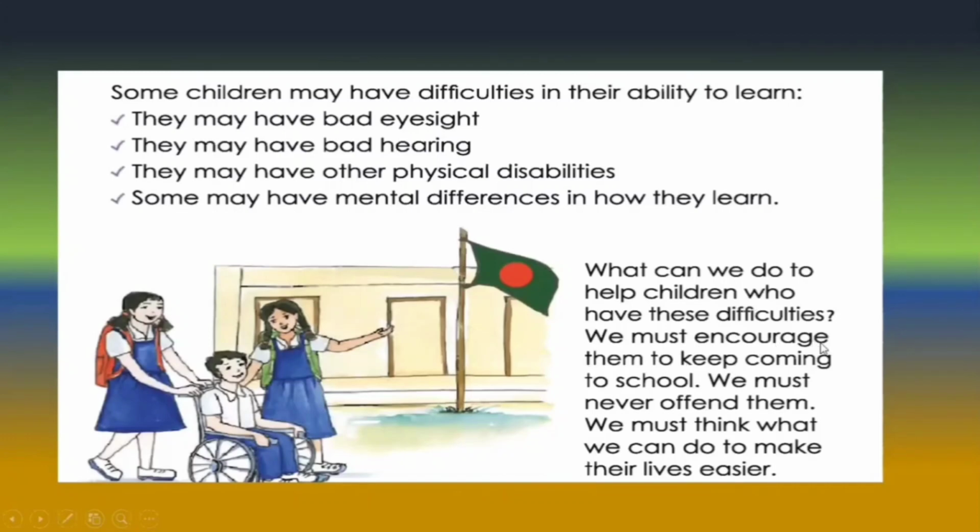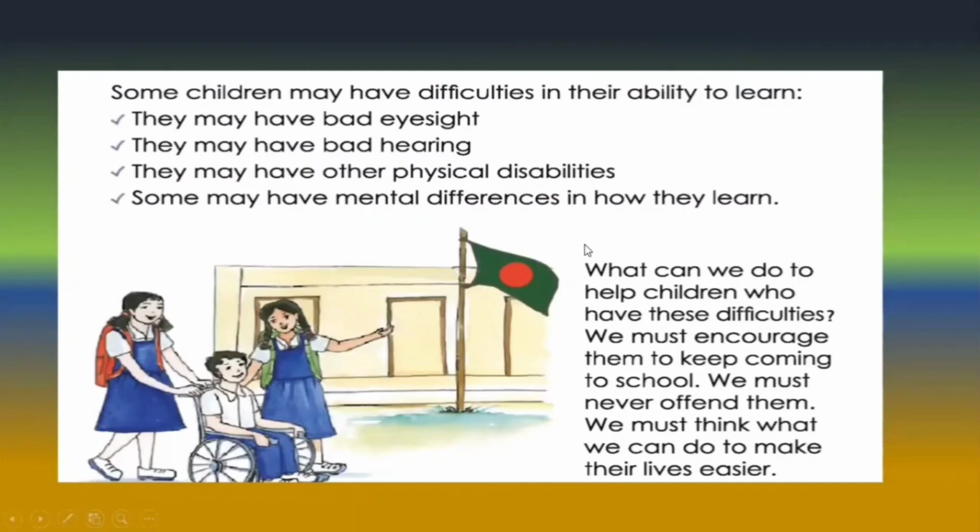We must encourage them to keep coming to school. We must never offend them. We must think what we can do to make their lives easier. So, students, as I have told you before, there are some physically disabled children in your classroom or in your society who is maybe your neighbor. Yes, with that children, you should always behave politely. We should always try to help them because you know they are having some special talent. With that talent, they can also participate in the betterment of our society.